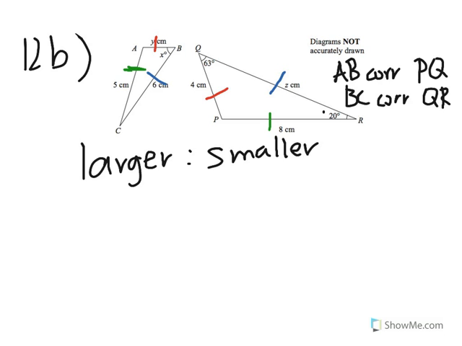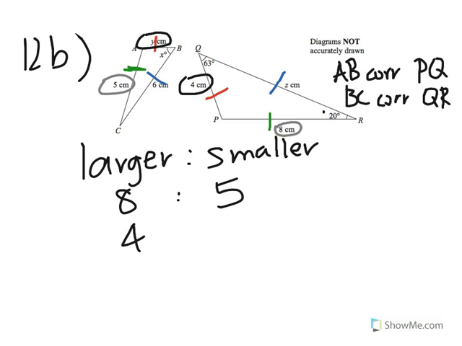So let's say the two lengths I have are 8 and 5. So I'll compare these two lengths. I'll say 8 is to 5. And then I can say the ratio of this length is equal to the ratio of this length, which is actually what I want to find. So it's 4 as 4 is to y.